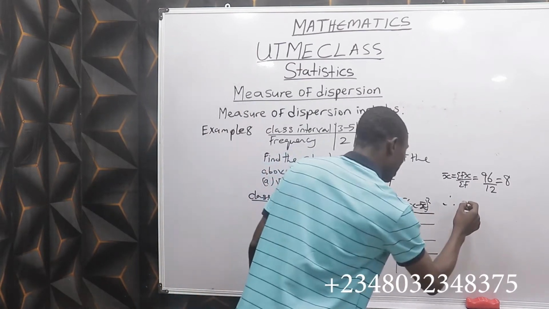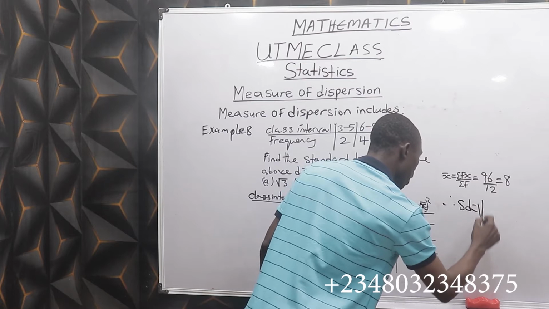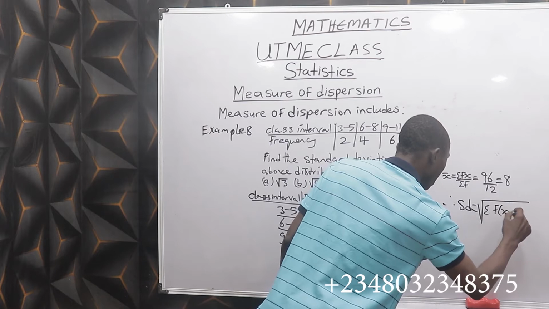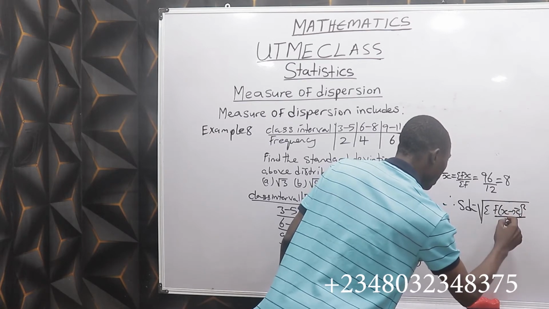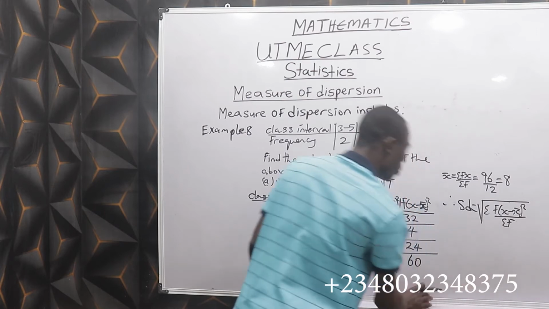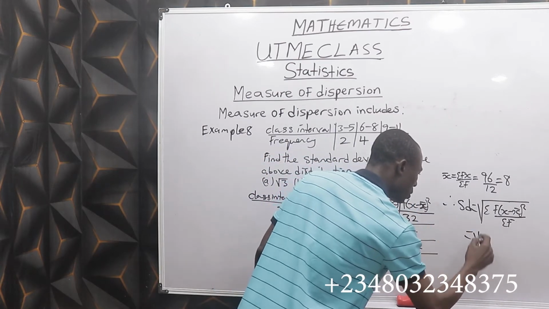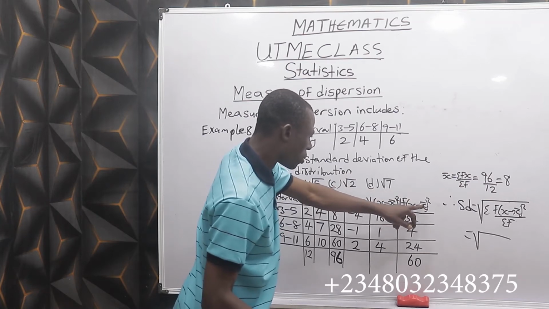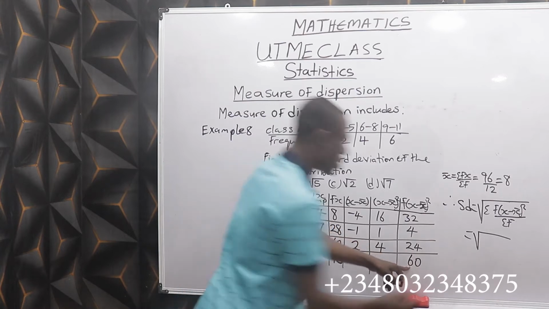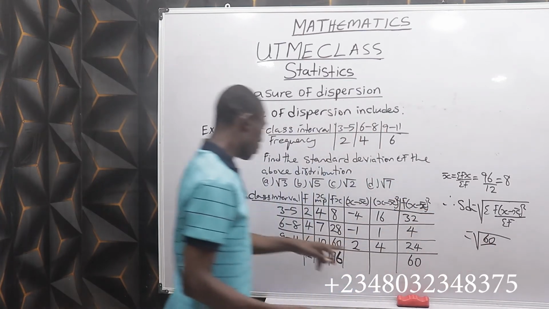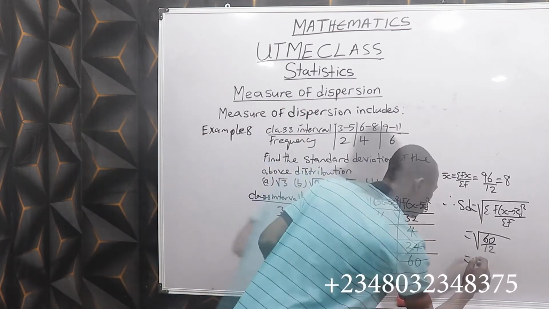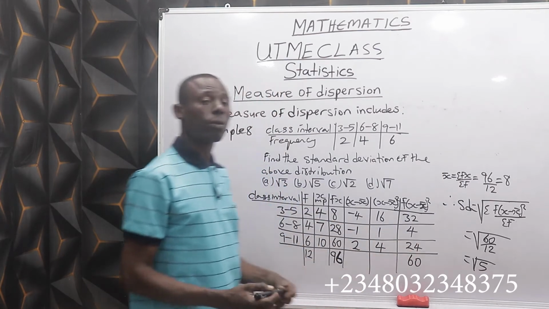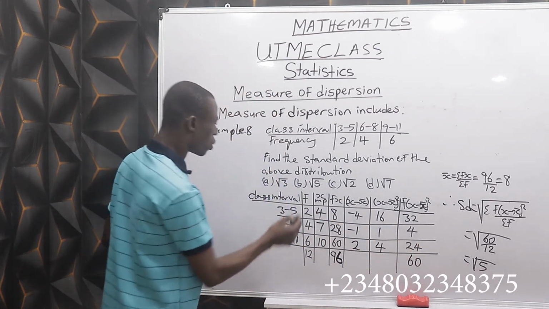Therefore, the standard deviation is equal to the square root of summation f into x minus x bar all square divided by summation f. That's the formula. Square root of this summation f into x minus x bar all square is 60, divided by summation f. Summation f is 12. Square root of 60 divided by 12 is 5. So the answer is square root of 5. And that tallies with option B.